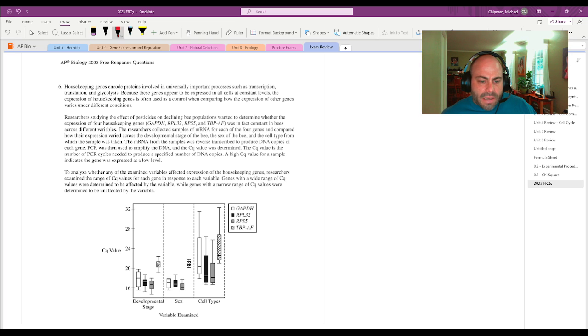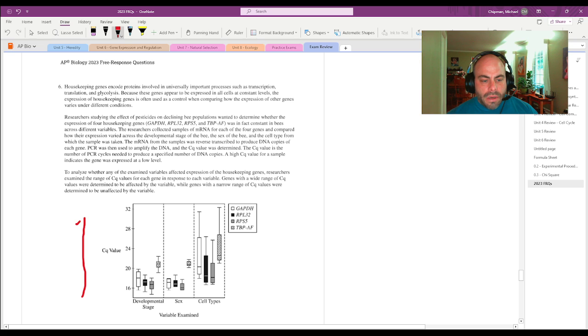So that's the y-axis there, okay? So it's being measured. What is the CQ value? CQ value is the number of PCR cycles needed to produce a specified number of DNA copies. A high CQ value for a sample indicates that the gene expression was at a low level. Okay, so that is so common on the AP exam, where something high means something low. It's just a way to make things confusing.